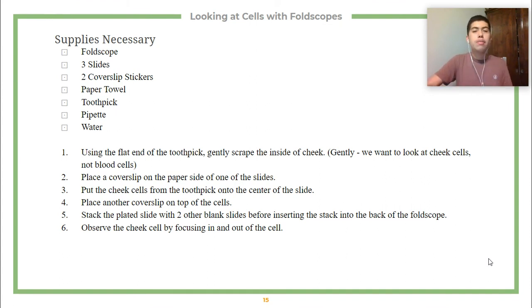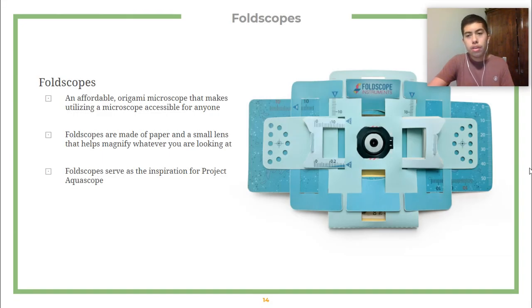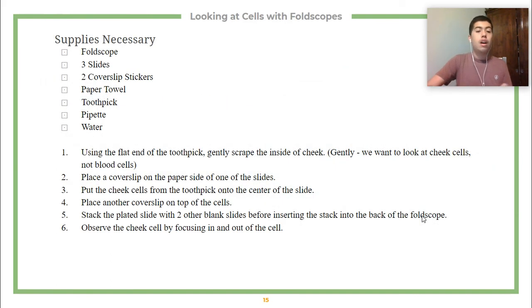It's kind of hard to demonstrate without an actual foldscope, but essentially you have a slide similar to the one in the video, and you're preparing it, putting another cover slip on, and then putting it into the side of the foldscope, kind of like right here. You would slide it in so you'd be able to see it with the lens. And then you observe the cheek cell by focusing in and out of the cell.